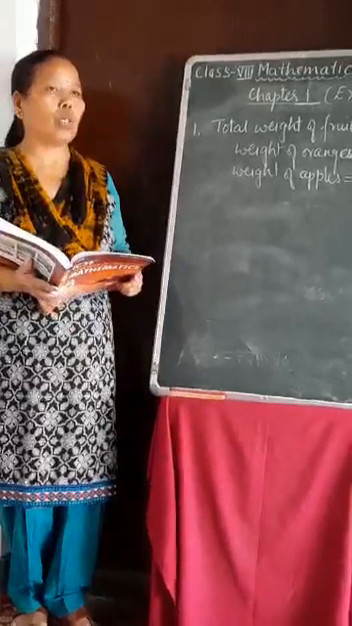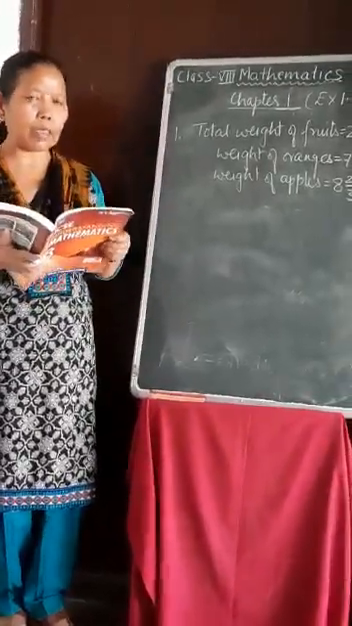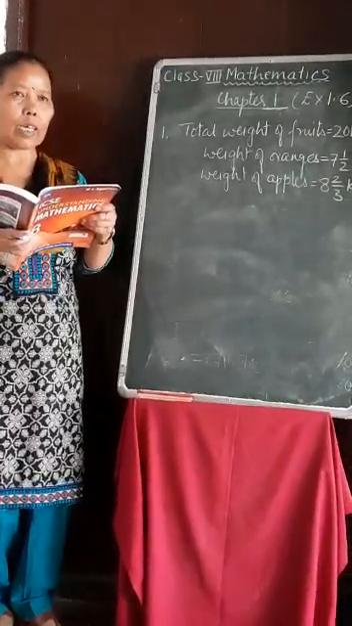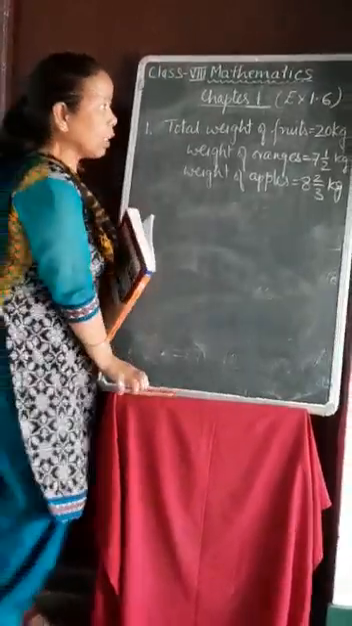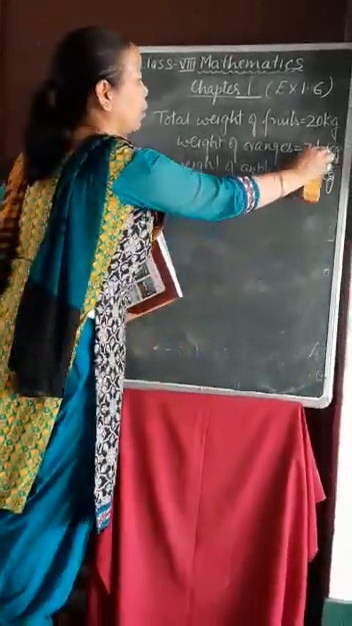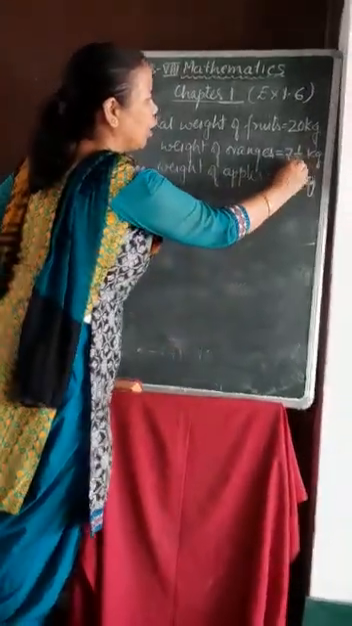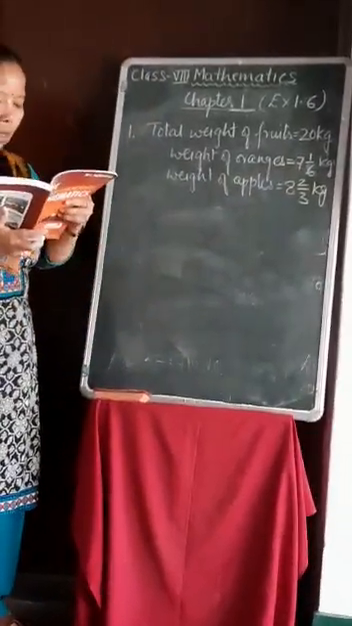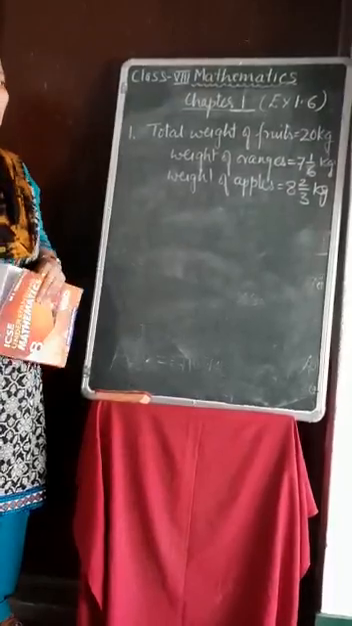Now here in this video I am taking question number 1 of exercise 1.6. In this question it is given that in a bag there are 20 kg of fruits. If 7 whole number 1 upon 6 kg is orange and apple is 8 whole number 2 upon 3 kg, then you have to find the mass of the grapes in the bag, the rest of the fruits being grapes.